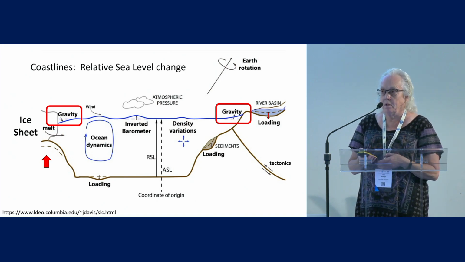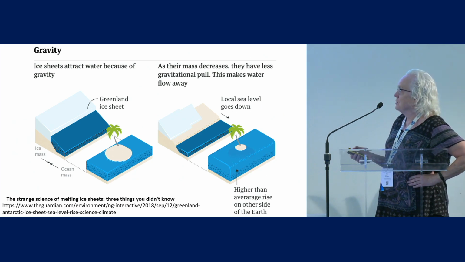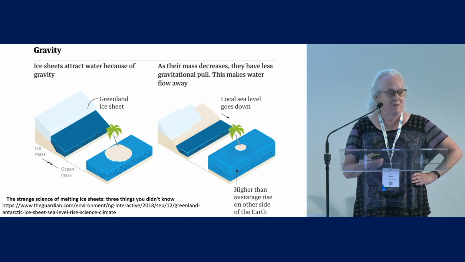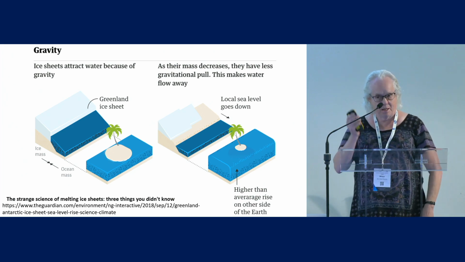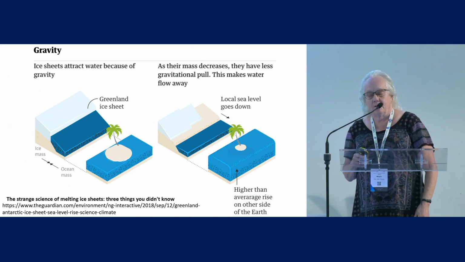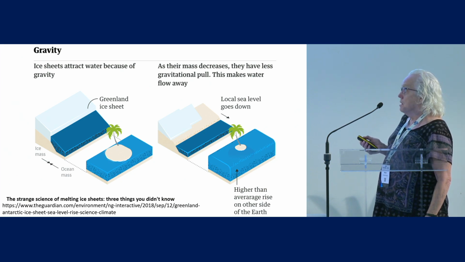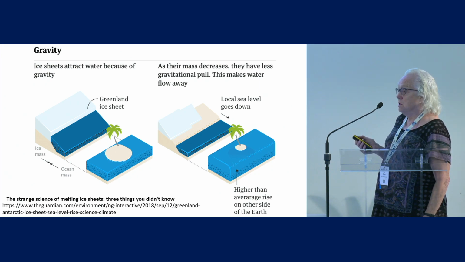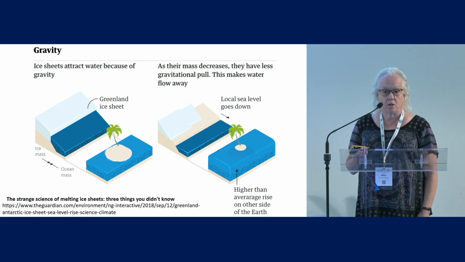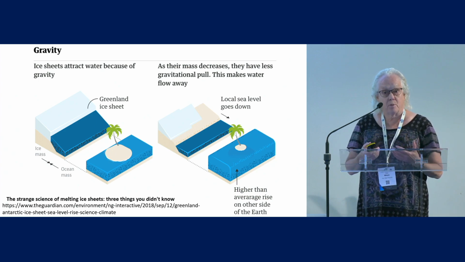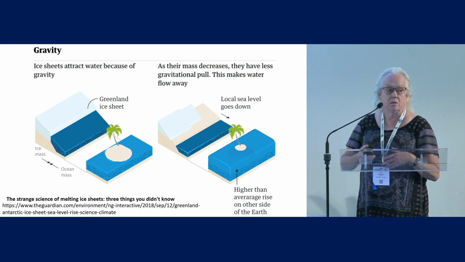isostatic adjustment. So, I took this from an article in The Guardian entitled The Strange Science of Melting Ice Sheets, 3 Things You Didn't Know. And this is emphasizing gravity. This is their typo, not mine, I want to say. But what they're pointing out here is that if you lose ice mass, the ice mass is pulling gravitationally the sea level towards it, it rises. And if you lose mass, then that gravitational attraction decreases and sea level falls proximal to the ice sheet, and in the far field, that water is displaced to the far field and it rises.